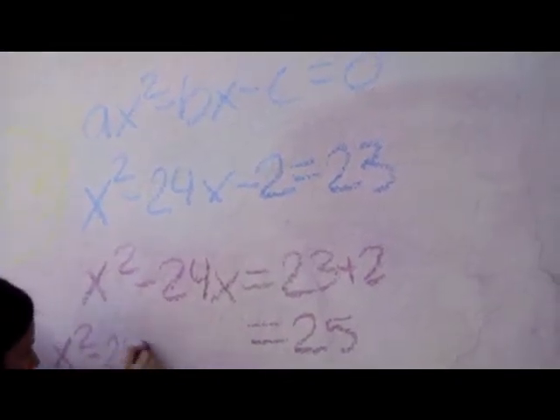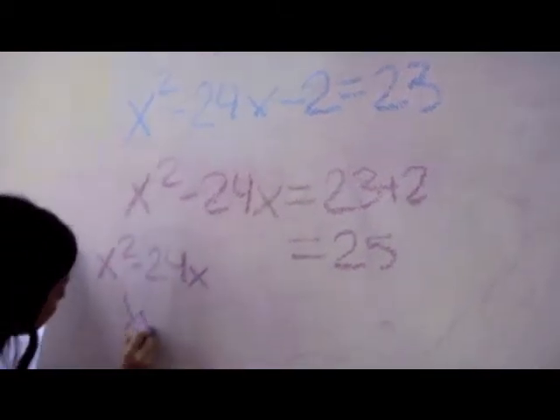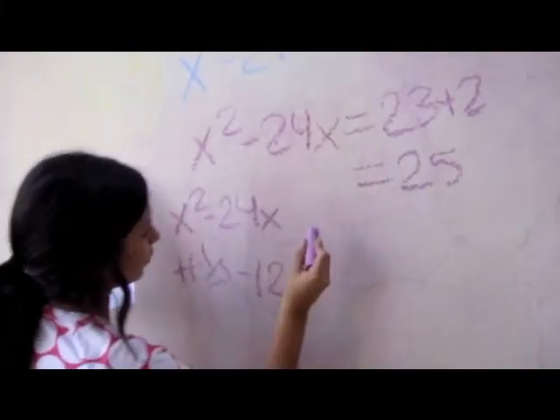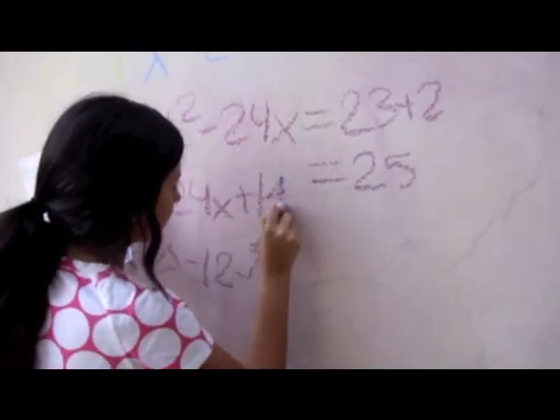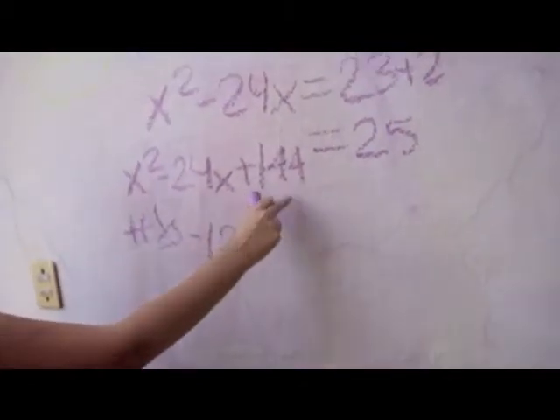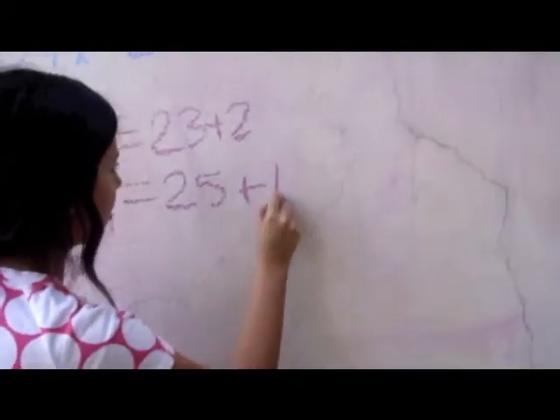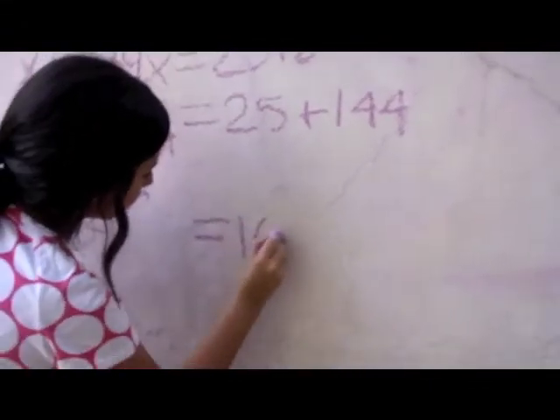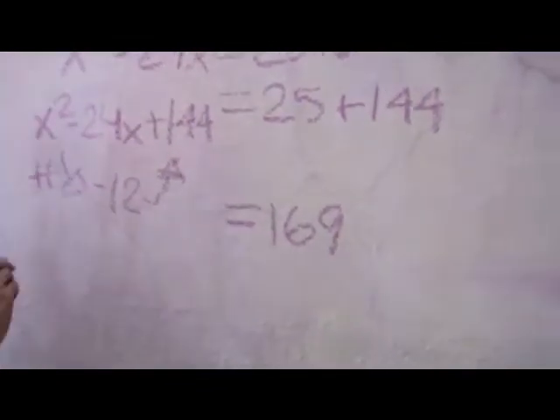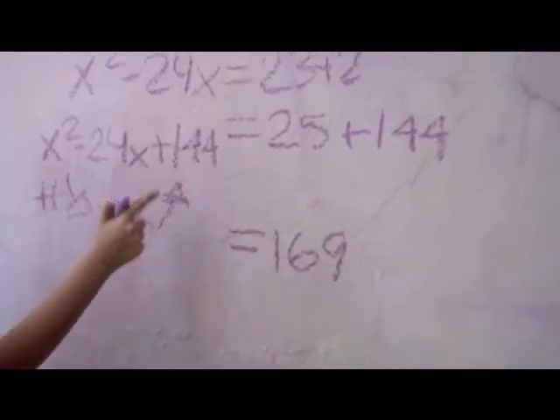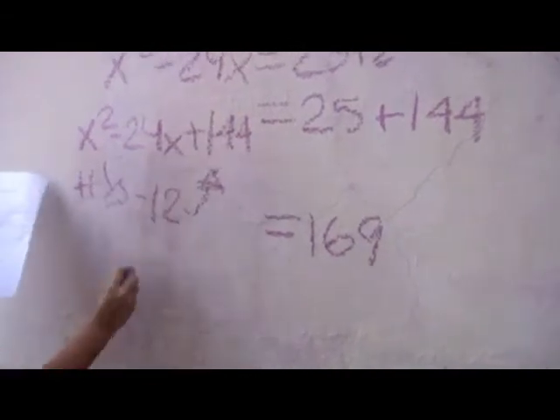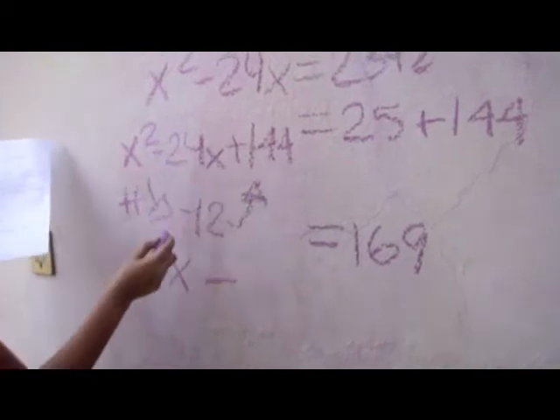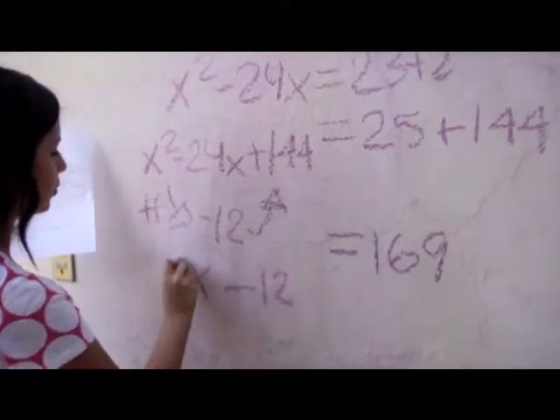Then of the middle term, we have to take half of it, which is negative 12, and then the square, which is 144. And we put it here as the third term. Since we are adding here, we also have to add it to the other side, so it will be plus 144. And this equals 169. Then this part, we have to put it in the squared form, which is the first term minus the one we take from the middle term, which is 12 squared.